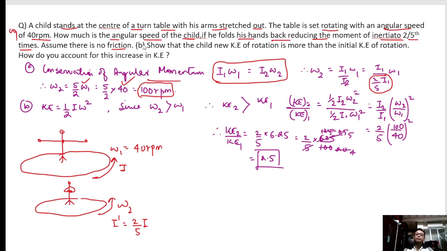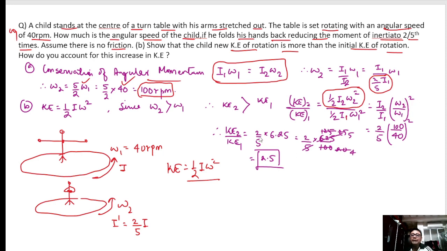Now the question is, show that the new kinetic energy of rotation is more than the initial kinetic energy of rotation. Okay, so what was the initial kinetic energy of rotation? We know the kinetic energy formula is what? Half I omega square. So initially it was half I1 omega 1 square, and finally it is half I2 omega 2 square. So half cancels, I2 by I1, omega 2 by omega 1 whole square.